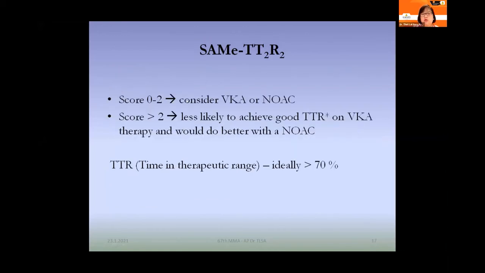If the score is 0 to 2, we can consider the vitamin K antagonist or the NOAC. But if the score is more than 2, the patient is less likely to achieve a good time in therapeutic range on warfarin. So we should advise the patient to have the NOAC.